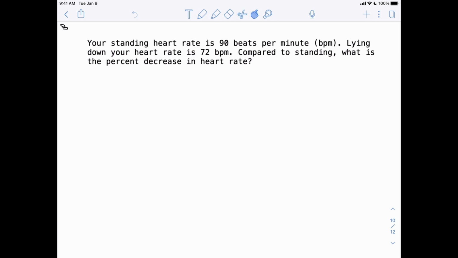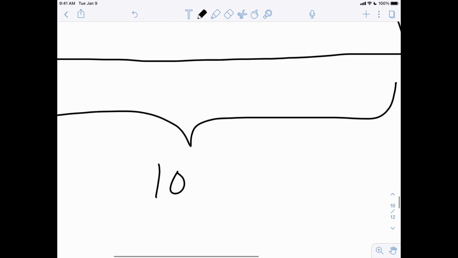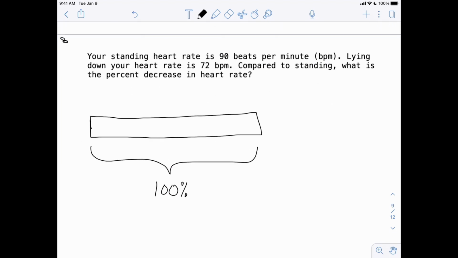Okay, so what we're going to want to do is teach students how to represent this problem visually. So we're going to use a tape diagram, and we're going to begin with a tape, and that tape always represents 100%. So here is our starting place.